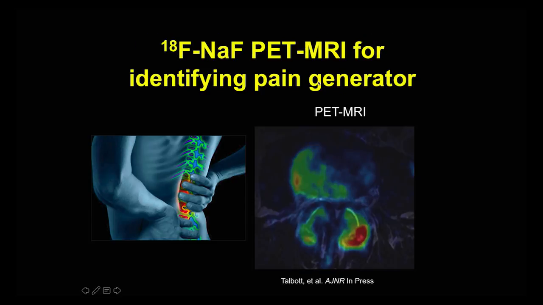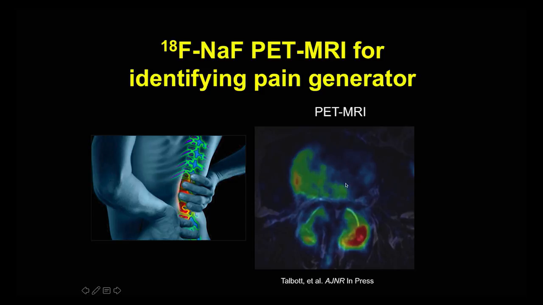And here is an example from a recent study that was done here by one of my colleagues. So we are using a specific radiopharmaceutical, a specific tracer called sodium fluoride. This is a tracer that accumulates in areas of increased bone perfusion, such as facet joints that are inflamed and that are constantly turning over bone and where bone remodeling is taking place at an active rate.